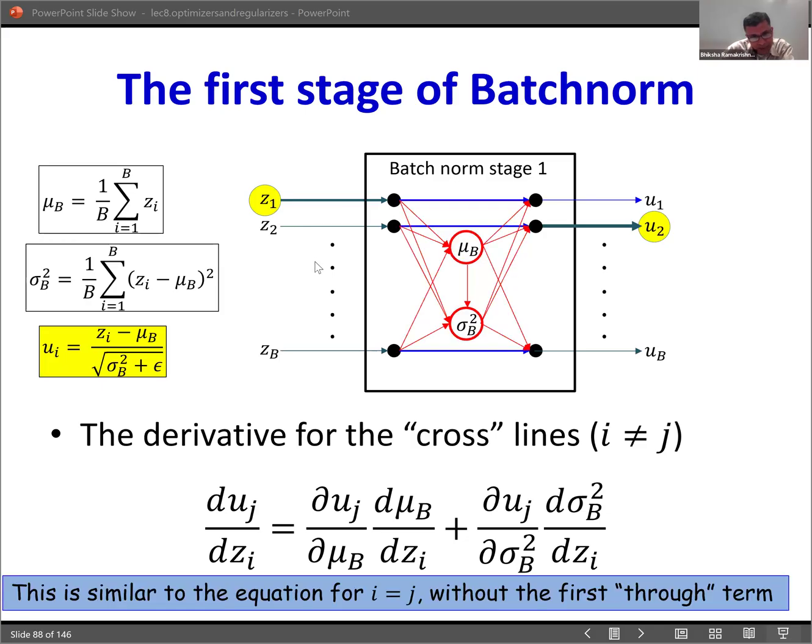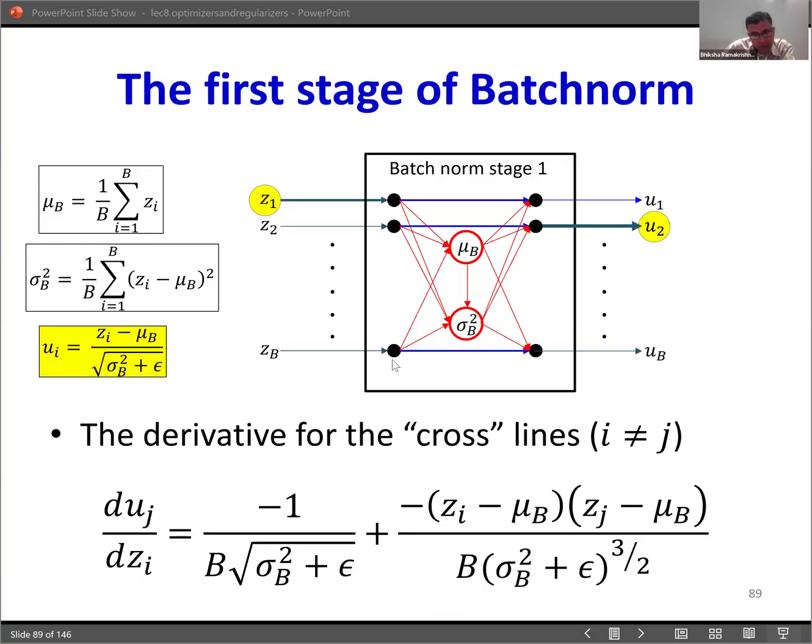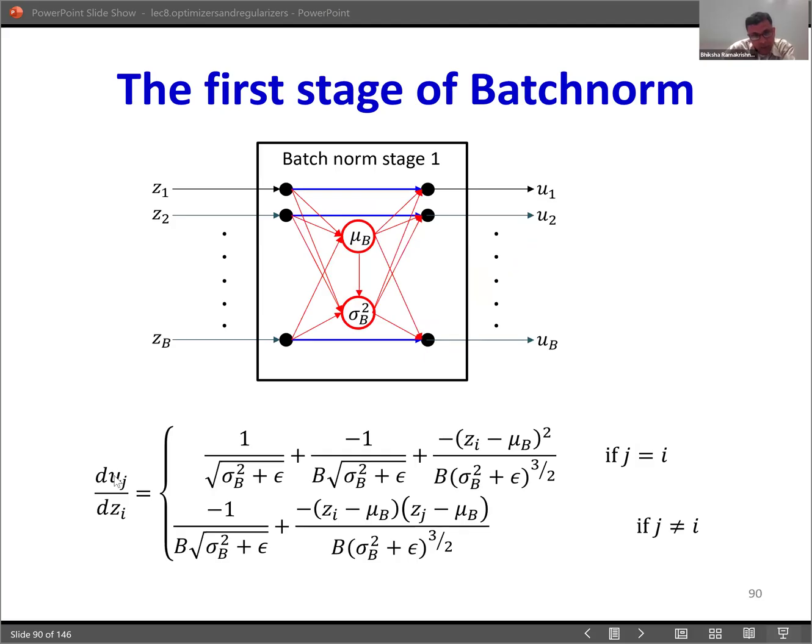If you just work this out, this is similar to the i equals j term, but without the through term. I'm not going to do this, but you can do it yourself. You're going to end up with this formula, and it's just as easy to get. The first term is the same. The second is minus zi minus mu b times zj minus mu b, divided by what we had before. And so here is the overall formula for the derivative of uj with respect to zi. When j equals i, we had this 3-term formula. When j is not equal to i, we had this 2-term formula.